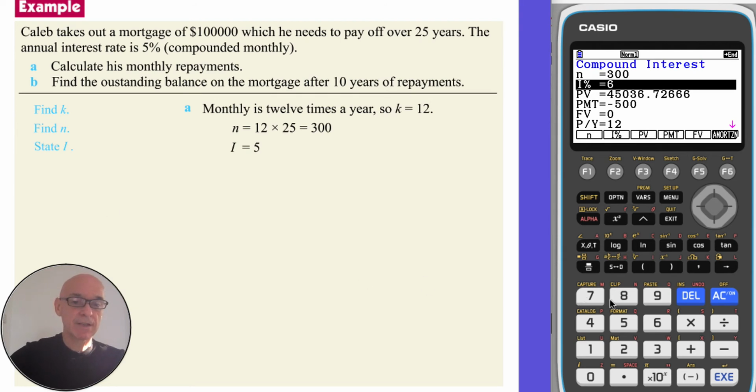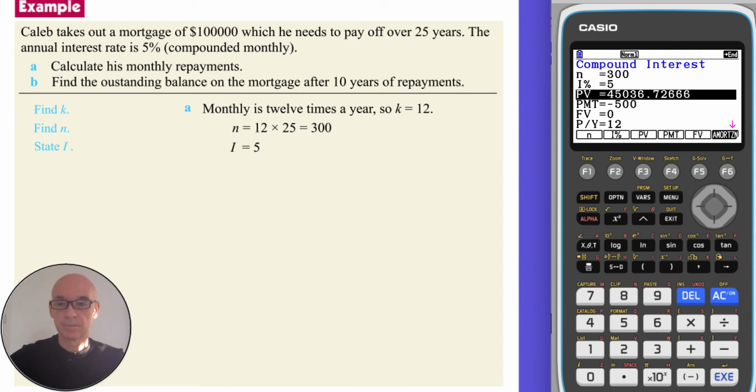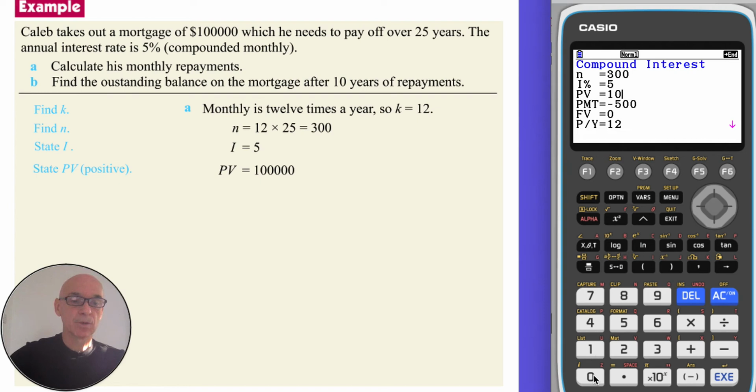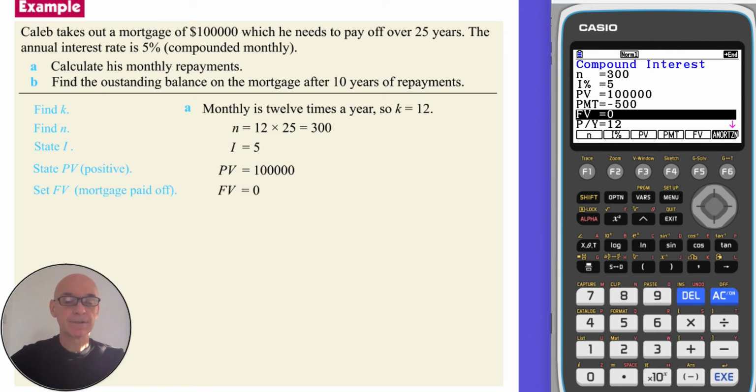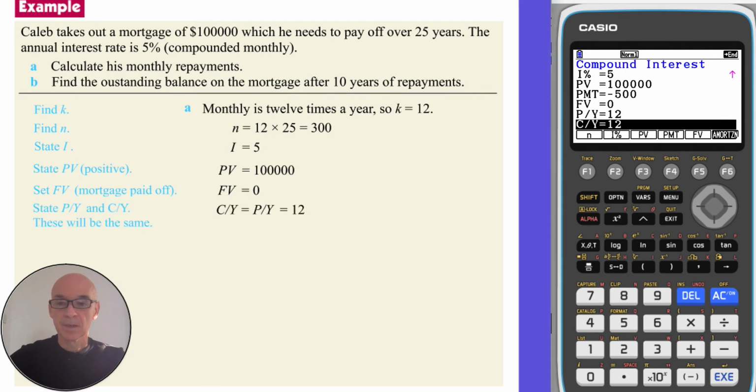Stating the interest rate, which is 5. Stating PV, the amount borrowed, and that's 100,000. And you can either ignore the previous PMT value or set it equal to 0. Setting FV, the final value, equal to 0 for the mortgage to be paid off, and setting the payments per year and the compounds per year equal to 12.